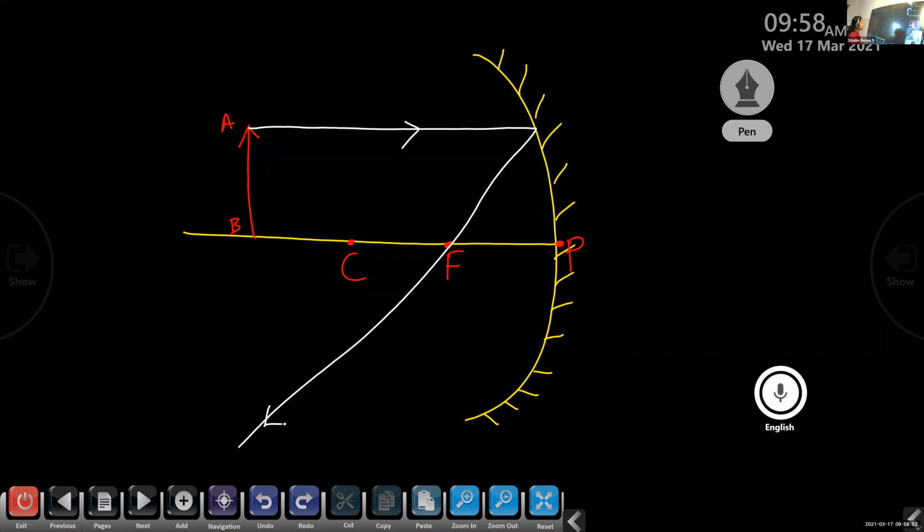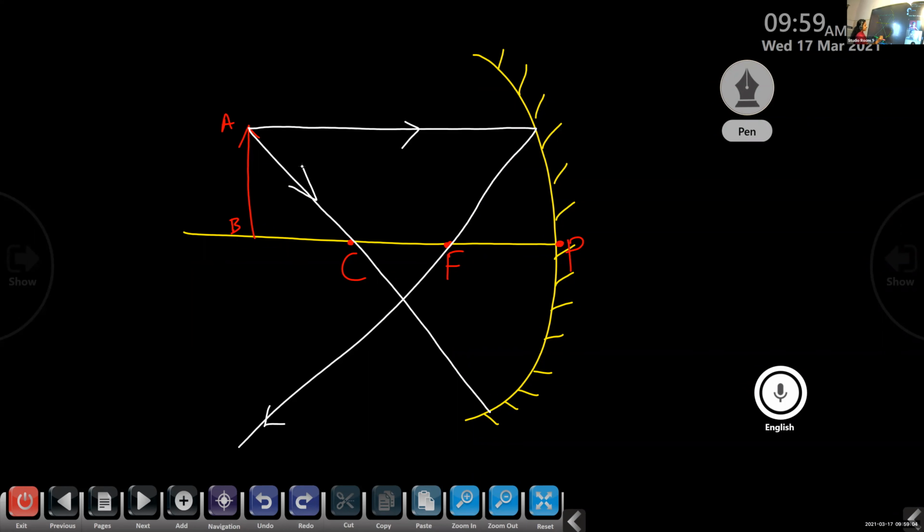Next, the second ray is passing through the center of curvature. If a ray of light is passing through the center of curvature, after the reflection, what happens to that ray of light? It reflects along the same path. Very good. It reflects through the same path. So where do these 2 lines coincide? Between C and F. Yes, they coincide here. So we get the image there.